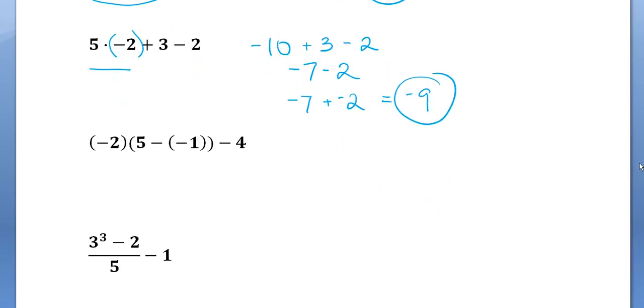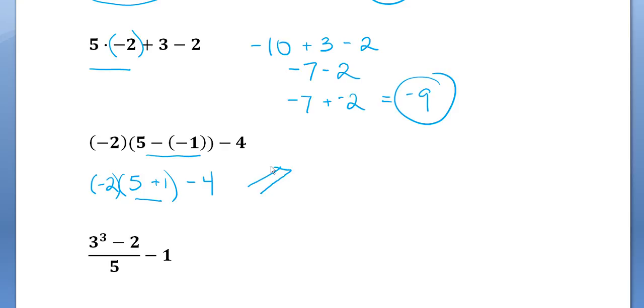Let's move on to this one. This one looks like a lot of messy parentheses. But you can see I need to take care of what's in there first. 5 subtract negative 1. I can rewrite that as an addition problem. I can rewrite that as 5 add 1. And that makes it look a lot nicer. Now I can evaluate that piece right in there.